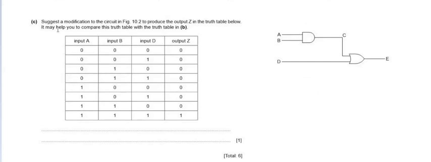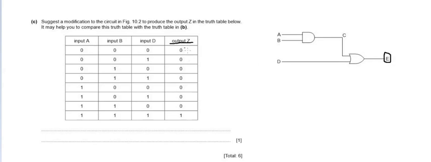So part C suggests a modification to the circuit in figure 10.2 to produce the output Z in the truth table below. It may help you to compare this truth table with the truth table we found in part B of the question. So what is our goal here? We want the output to be this output Z. Instead of E, which was our final output in the previous part, we want the final output to be Z.